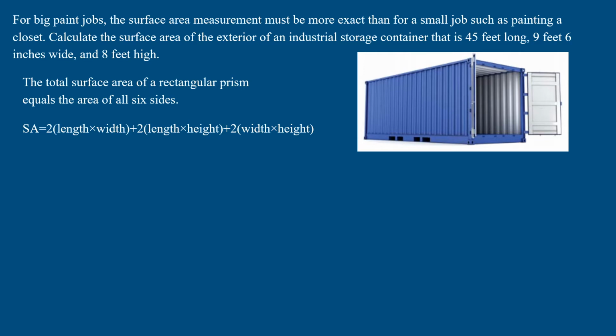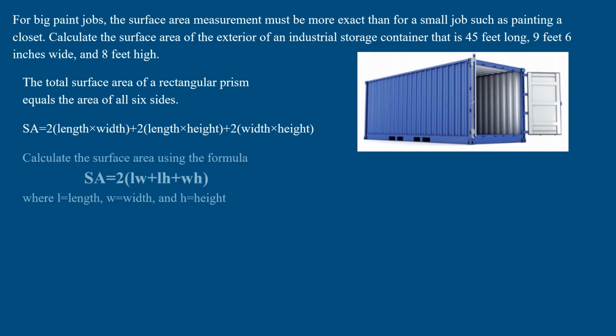So the width times the height would give us the front and back of the container. We multiply that by 2 because they're 2 sides. So this is the equation for the surface area of a rectangular prism or a box: 2 times the length times the width plus 2 times the length times the height plus 2 times the width times the height. We can shorten that up by saying find the area of each side, add them up, and then multiply it by 2. So this is the formula that we will be using throughout this course.